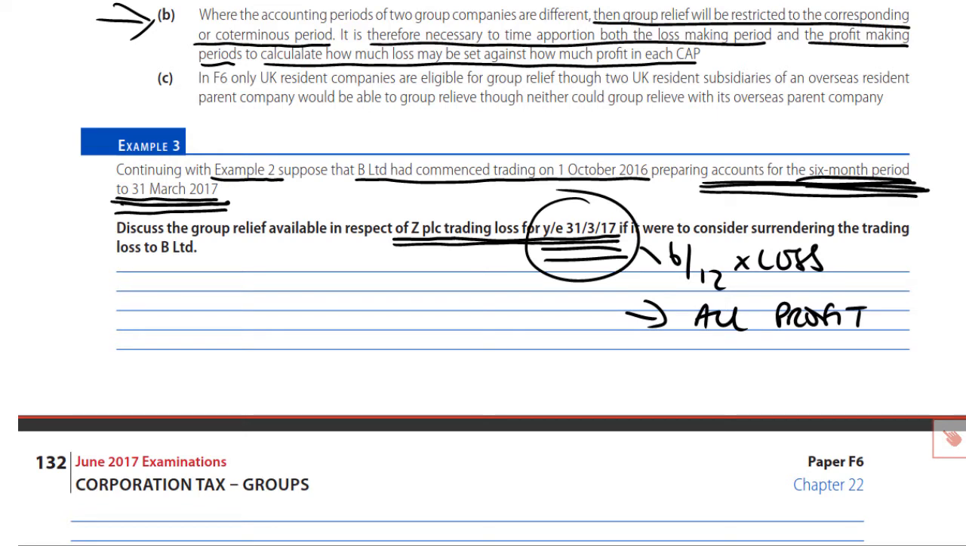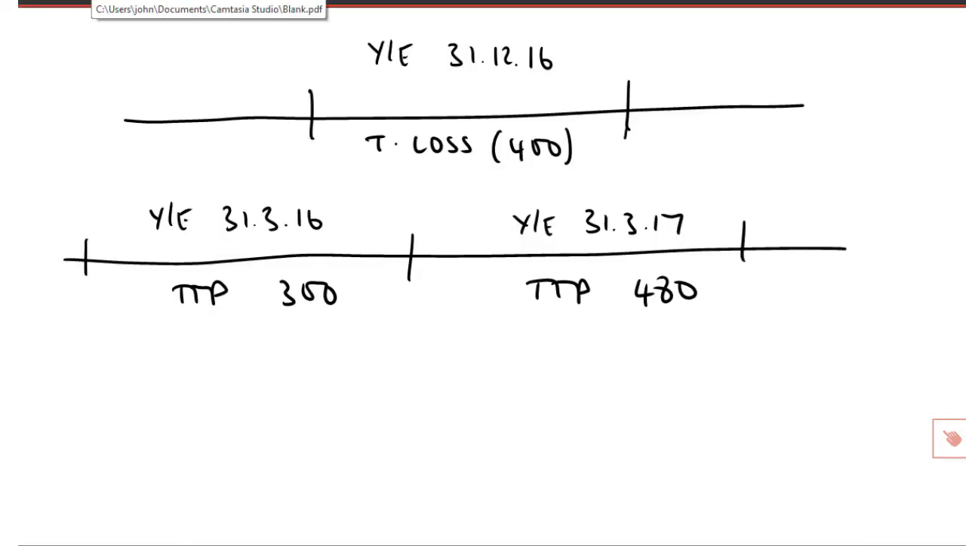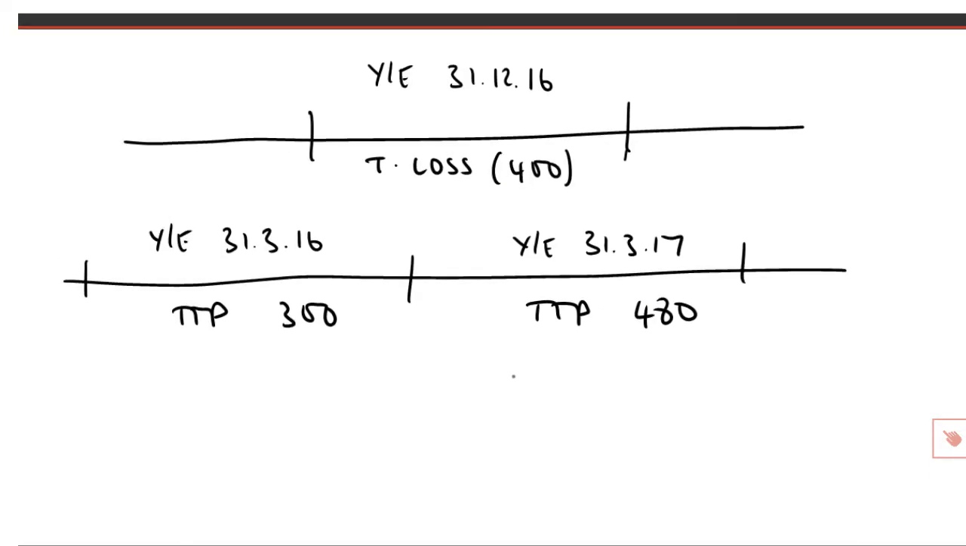Well, let's have a little look at a little example that I've set up for you here. Right, we're now assuming that we've got 2 companies. Here our first company prepares accounts to December in each year, and for the year ended December 16 has made a trading loss of £400,000. So what I've done is draw a little timeline for the loss maker, and its year ended December 16 has a trading loss of £400,000.